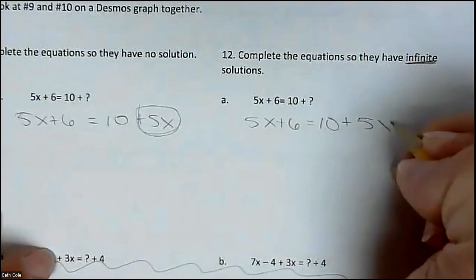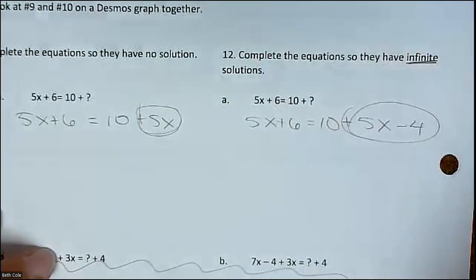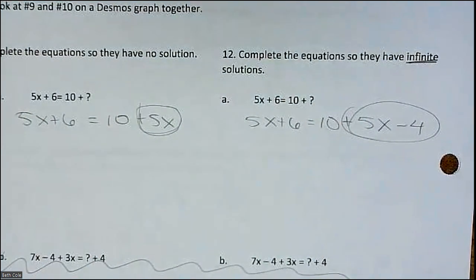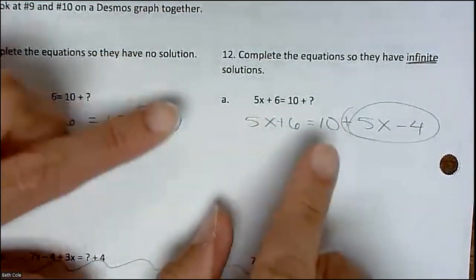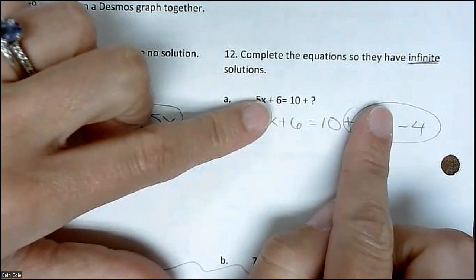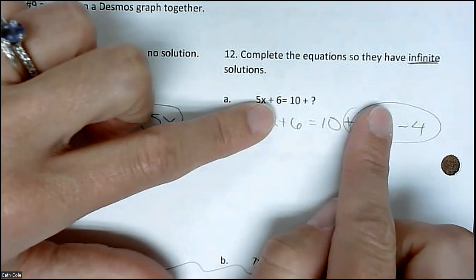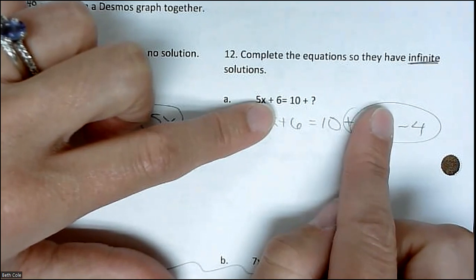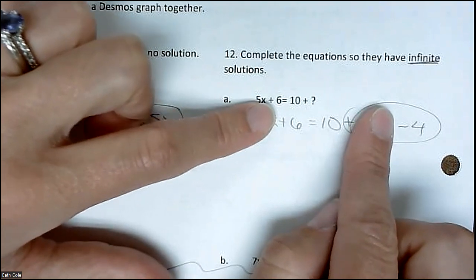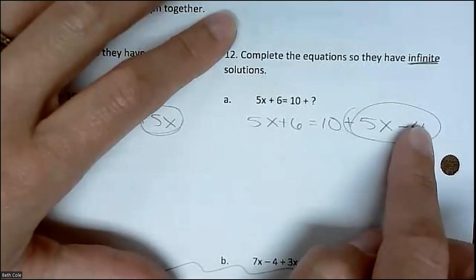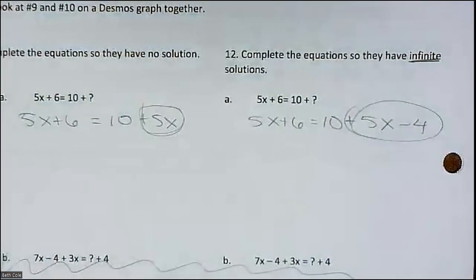So you would need a 5x minus 4. Why would it be 5x minus 4? Because if the 5x's cancel, you'd have a minus 4 next to 10, which is 6. Good. So you would get 6 equals 6, which is true all the time. So the 5x minus 4 is what you would need to plug in. Very good. Nice job.